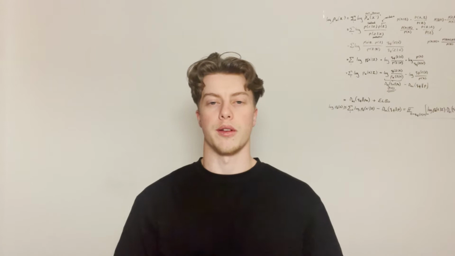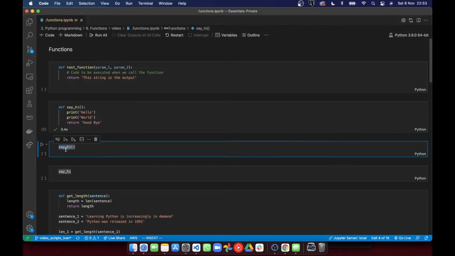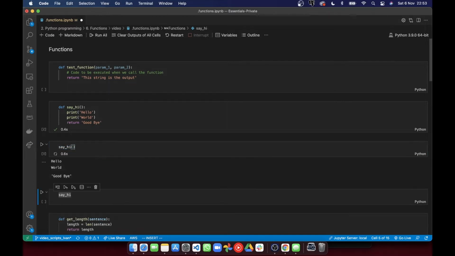Executing a function is super simple. Simply type the name of the function and add parentheses on the end. We call this calling the function. Now take a look at the output, which now reflects the content of the function. You can see here, I've called the function. So it prints hello, it prints world, it returns goodbye.